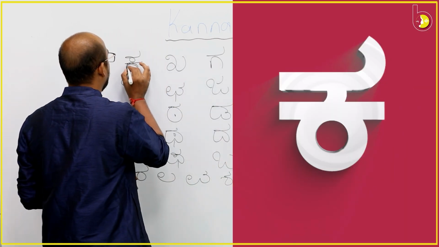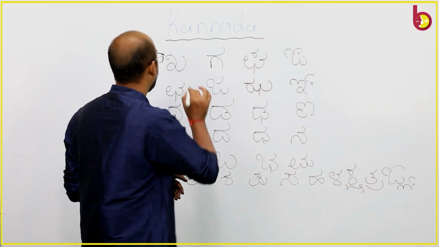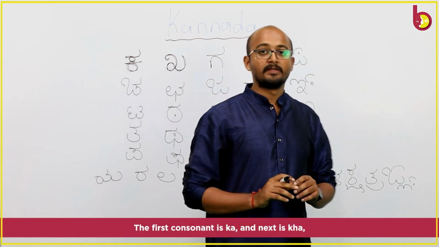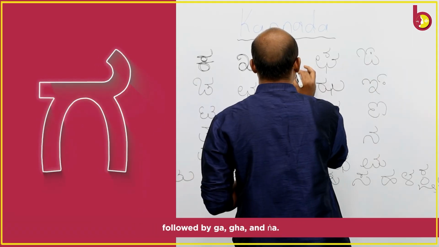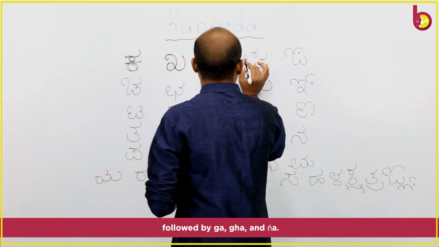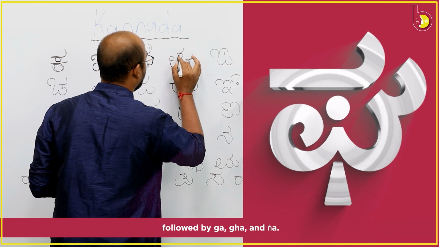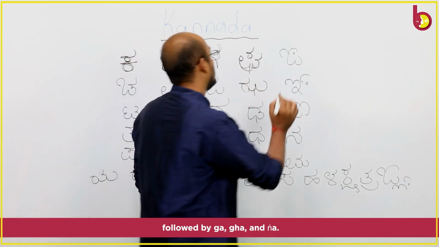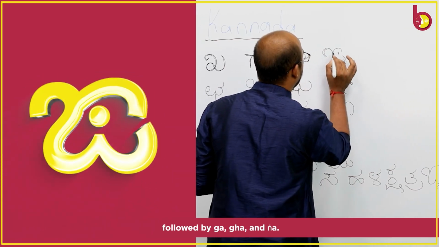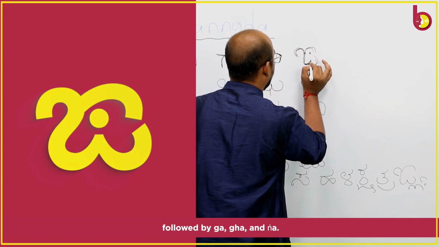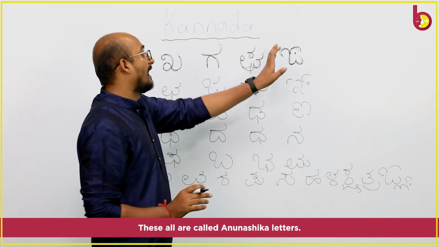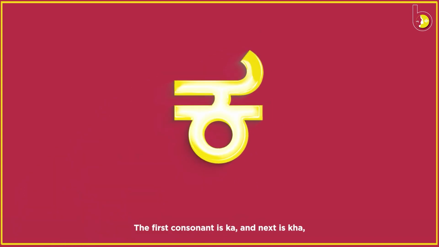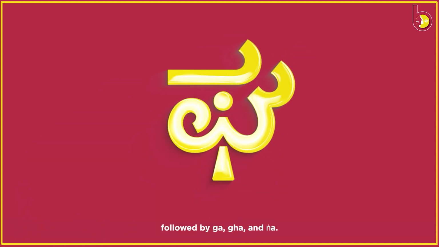Here, ka. Next one, kha. First one is ka, second one is kha. And next one, ga, and gha. First one is ga and second one is gha. And the last one, nya. These are all called Anunasika letters. I will explain later. First one: ka, kha, ga, gha, nya.